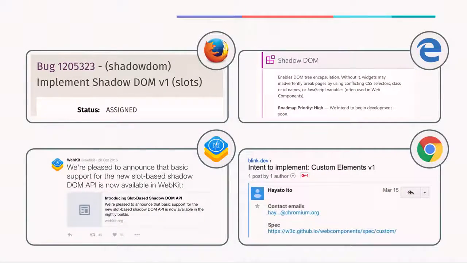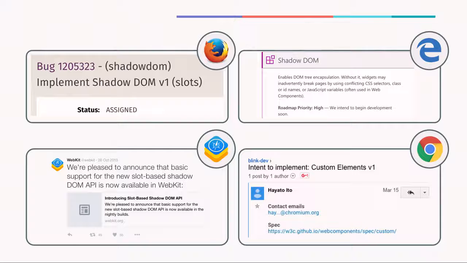Firefox, Edge, Safari, Chrome were all at the table, all involved with the spec discussions to get to this point with these V1 versions. It's a high priority roadmap item for the Edge team to implement. Firefox and Chrome implementations of V1 are already well underway. And Safari already has working versions of V1 Shadow DOM and custom elements in their nightly builds.